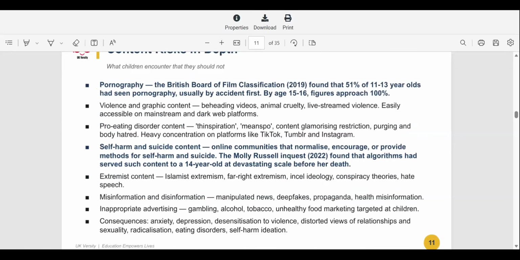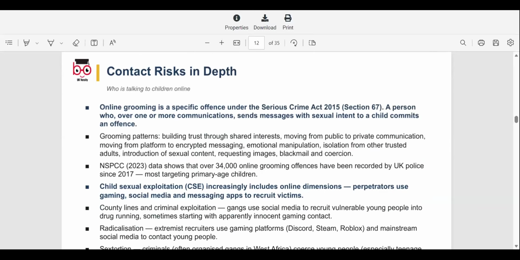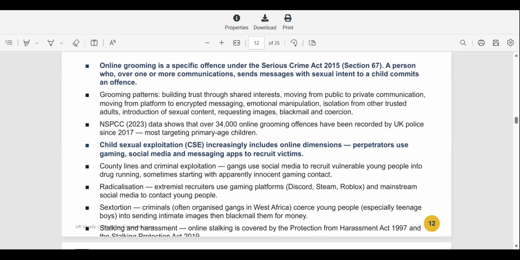Content risks in depth, so pornography, you've got adult sexual predators out there as well, violence, graphic content, pro-eating disorder, self-harm, suicidal content. It's really cyberbullying, extremists, like Islamic extremists, far-right extremism, misinformation, inappropriate advertising, gambling, and things like creating fake accounts, exploitation of children. Contact risks in depth. So you've got things like online behavior where children act.